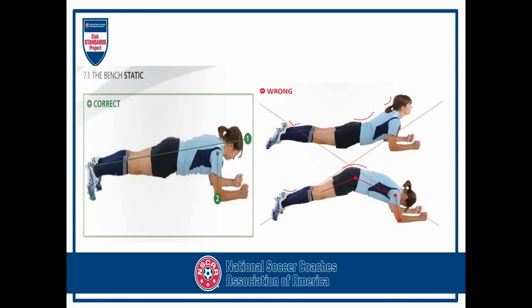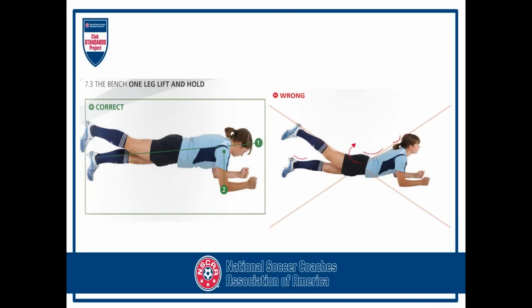Now we're moving on to some exercises to help work on the core area, and we'll have a progression here. This is just a static bench where it's called a plank exercise, where you've got good alignment. See how she's perfectly aligned on the left. You look to the right, she starts to sway her back or raise her back up. That's showing a weakness in the core area.